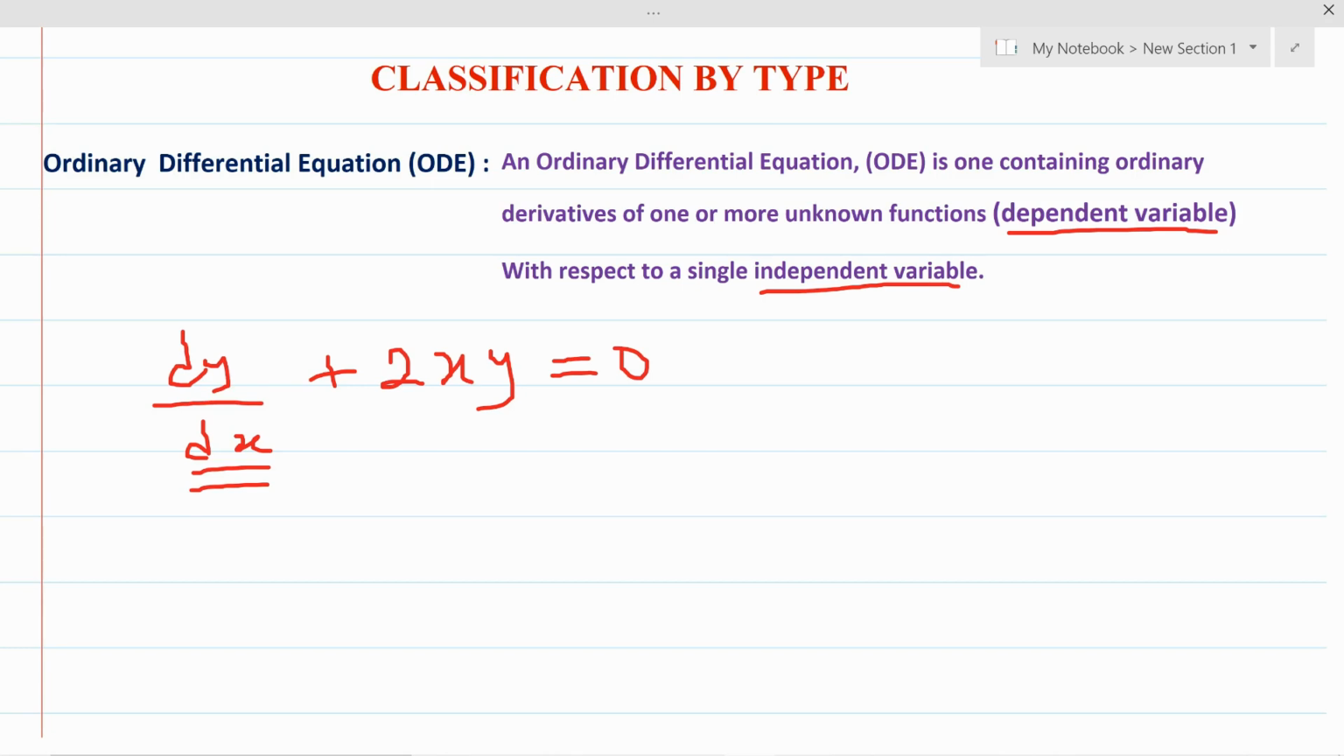Okay, so let's see a case where the dependent variables are many. Let's consider something like the Cauchy-Riemann equation in complex analysis. So if you have an equation like du/dx equals dv/dy.